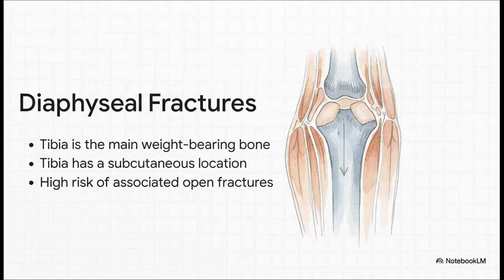Now, the tibia's anatomy is everything here. Of course, it's the main weight-bearing bone, so it's already under a ton of stress. But the really crucial part is that its anterior surface is subcutaneous. I mean, there's barely anything, just a thin layer of skin between that bone and the outside world. And that anatomical vulnerability, that's exactly why it's so prone to becoming an open fracture.